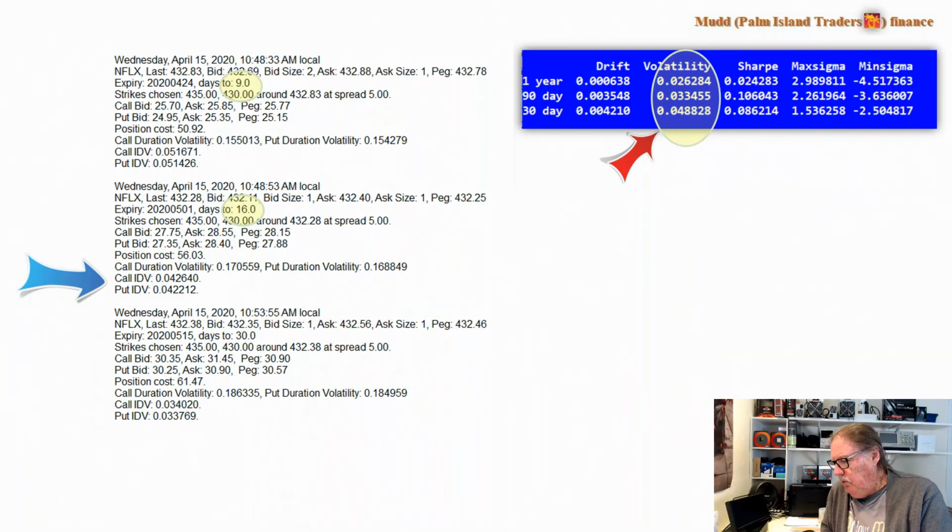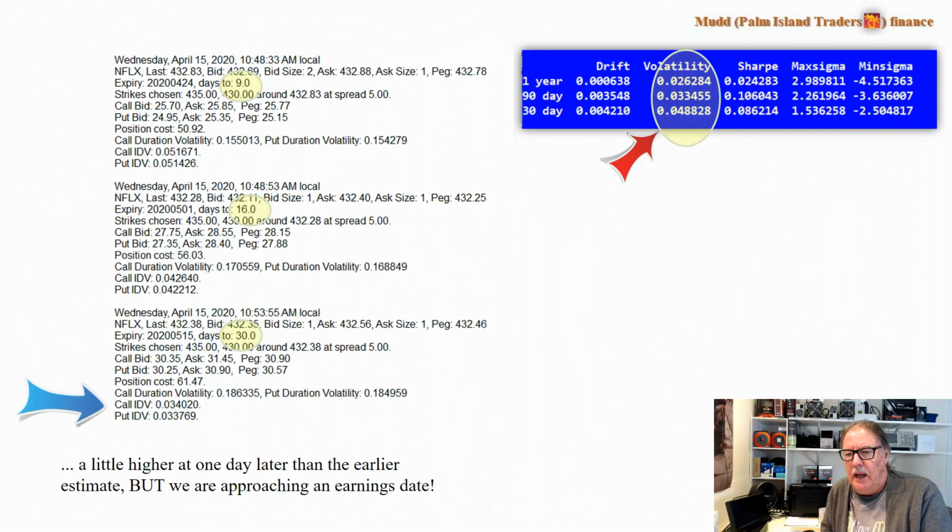Now let's continue on down and look at the 30-day that we had seen before. Now this one is done a day later, and so the IDV is 0.03 and 0.033. And you say, well, that's closer to the 90-day than it is to the 1 year. But these were done at the same time, though. So again, you say, well, how can you figure out how to match this stuff up?